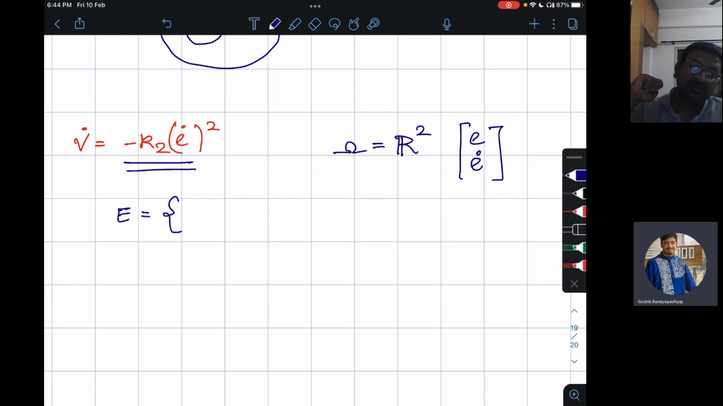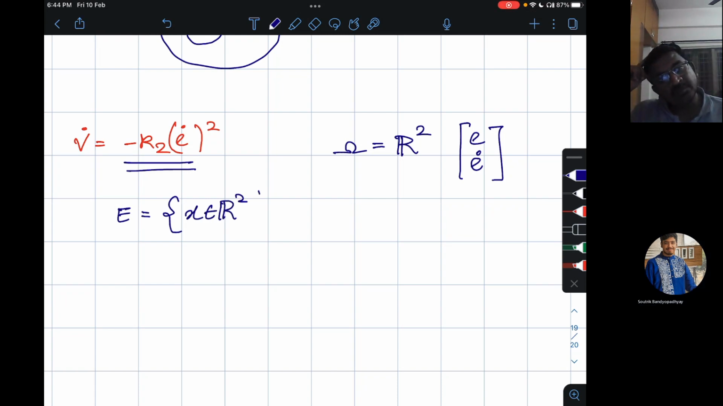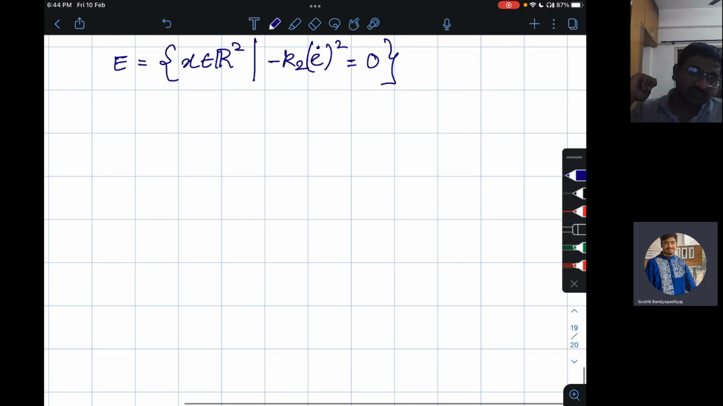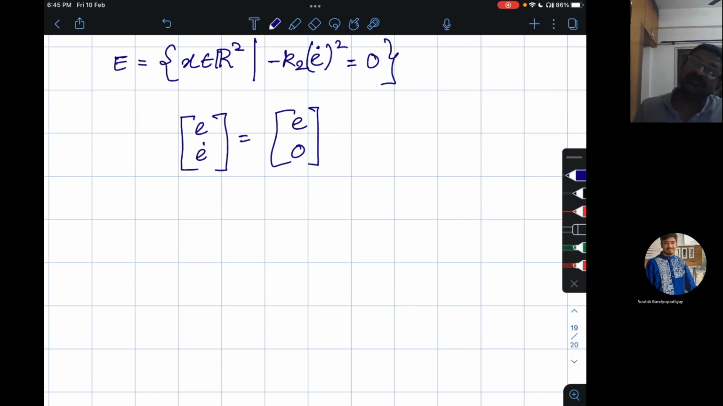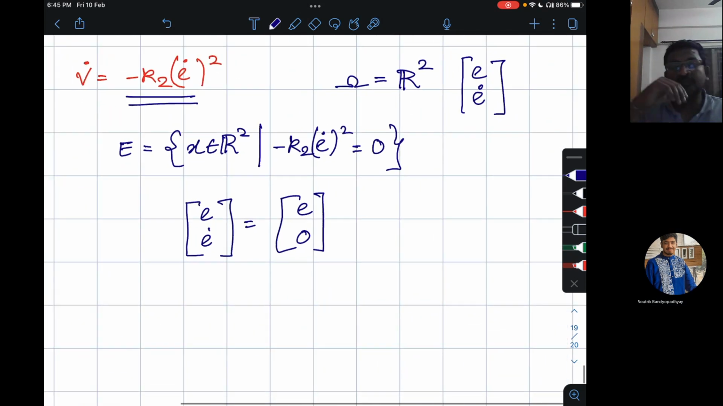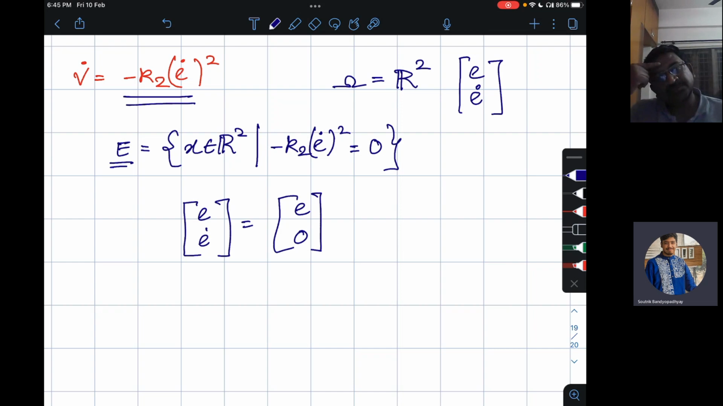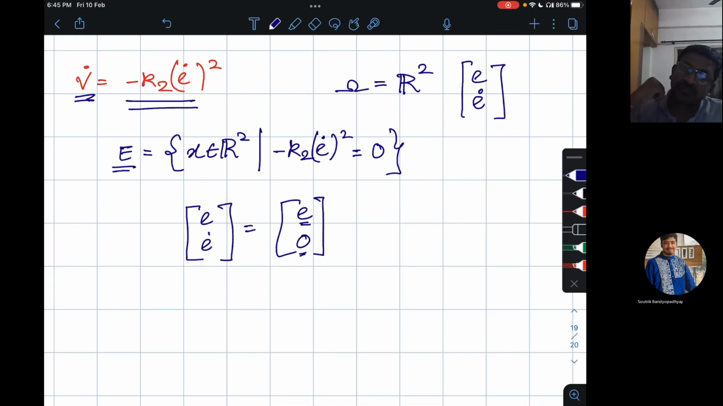So E contains all the elements x in R2 such that minus k2 e dot squared is equal to 0. What are these elements? It is only possible when e can be any value, but e dot has to be 0. So this capital E set contains all the possible states where e can take any value, but e dot must be equal to 0, because this V dot must be equal to 0.